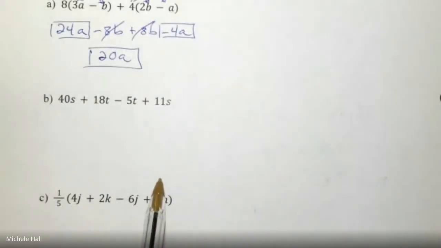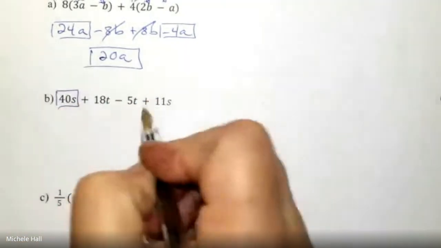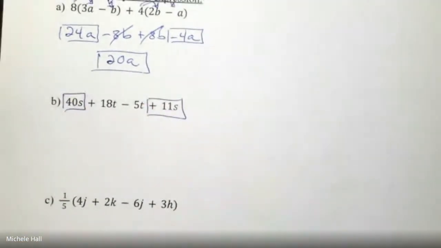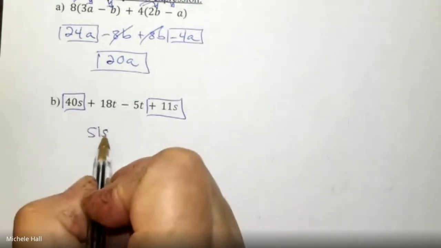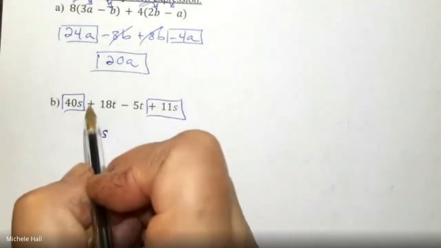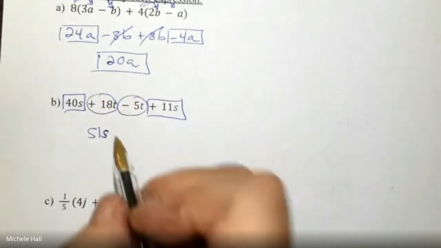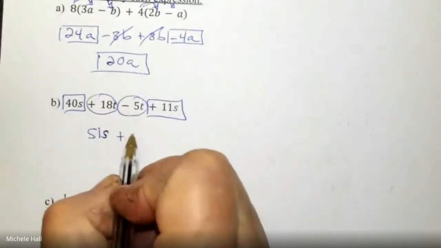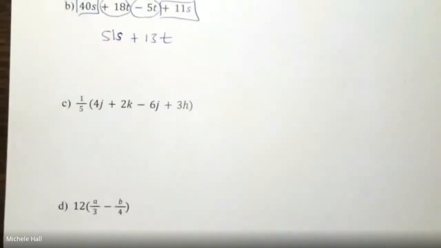All right, like terms on problem B. We got 40S and 11S, 40 plus 11, 51S. And then we have 18T, negative 5T, 18 minus 5. All right, and then we're going to practice working with fractions and decimals. Just practicing them, trying to get used to them.